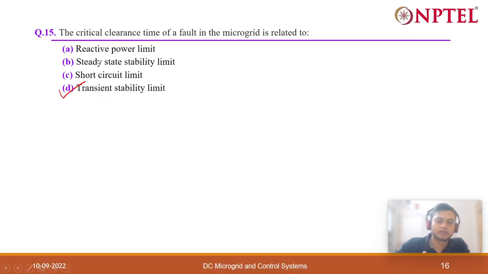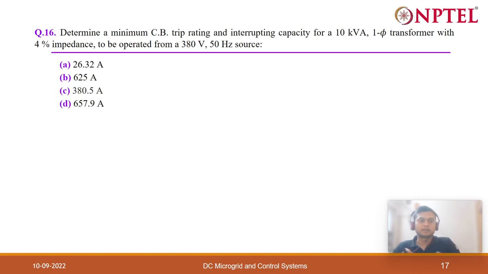Now let us solve this 16th problem. Determine a minimum circuit breaker trip rating and interrupting capacity for a 110 kVA single phase transformer with 4% impedance to be operated from a 380 volt 50 hertz source. So you have to find the minimum circuit breaker trip rating.